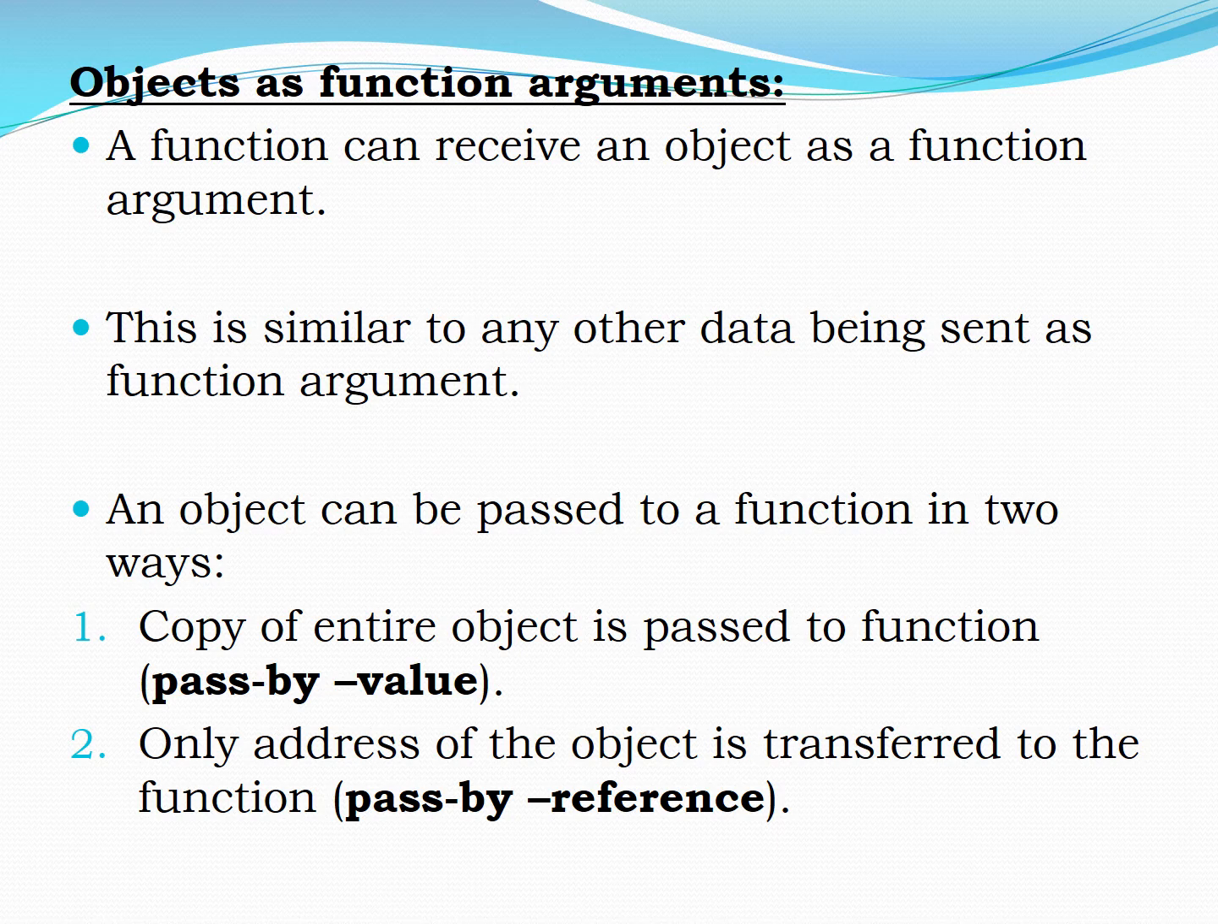Object as a function argument. As we know, we can pass any type of argument within the member function, and there can be any number of arguments. In the C++ programming language, we can also pass an object as an argument within the member function of a class. This is useful when we want to initialize all the data members of an object within another object.